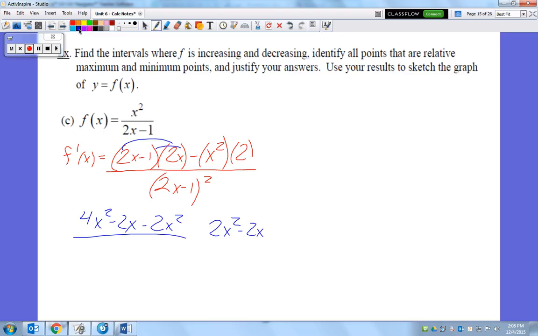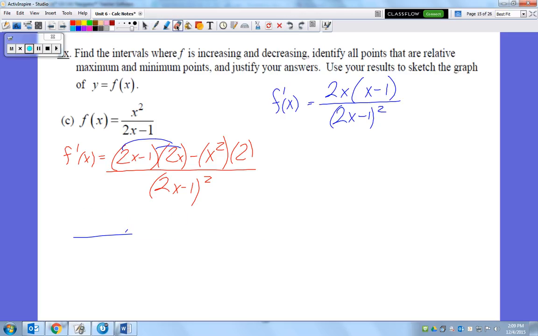What am I going to GCF? 2x. So this is the numerator. Do you agree? The denominator is still this. Some of you are looking down while I'm asking questions, but no worries. Just make sure that if you do have a question, please ask it.